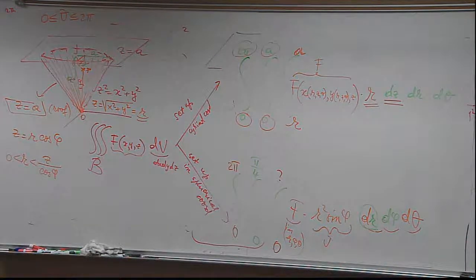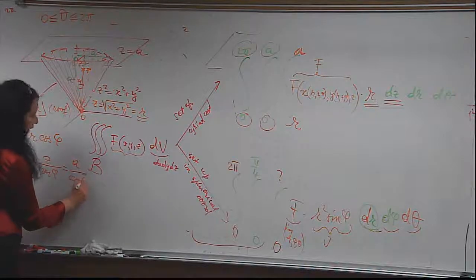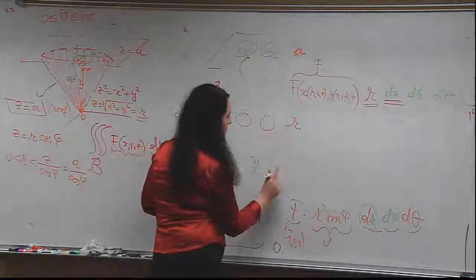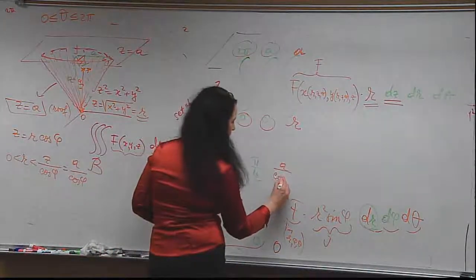And that's the hard thing. Since Z at the roof is A, you have to put here A, which is fixed, over cosine phi.